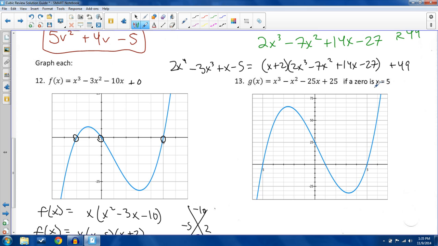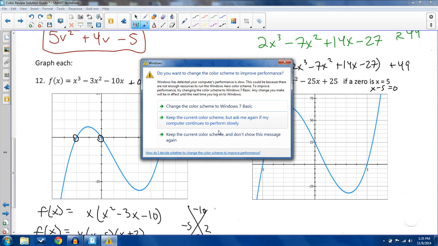If x equals 5, then x minus 5 equals 0. So you can either divide this long division by x minus 5, or you can use the 0 of 5 and still do synthetic division, and then end up getting a value.